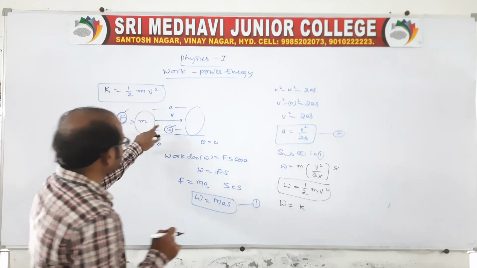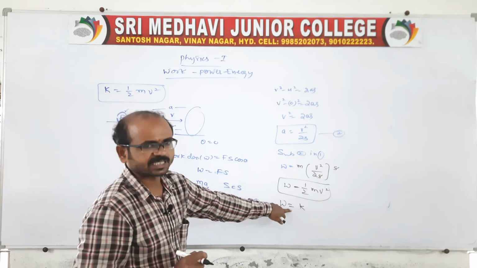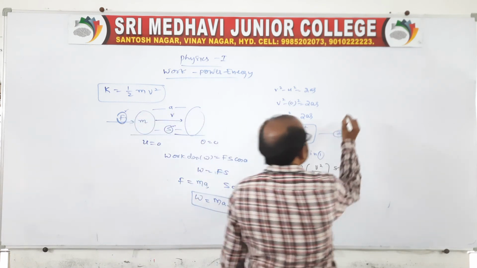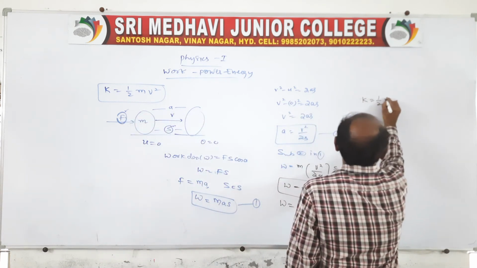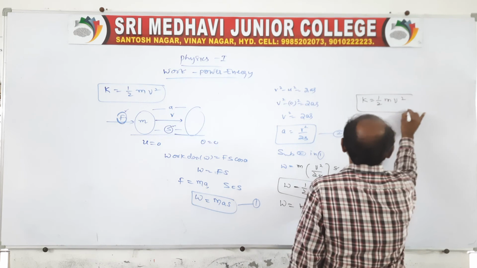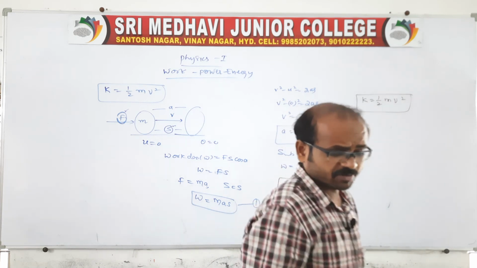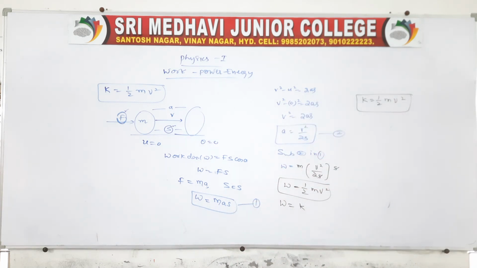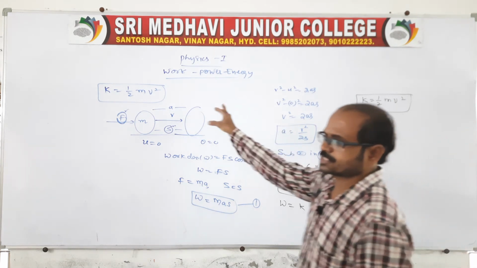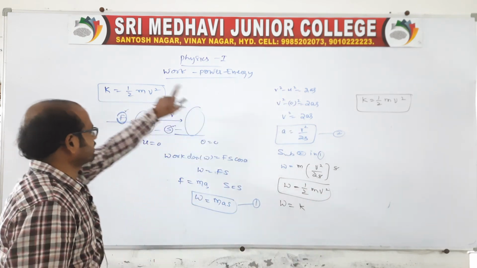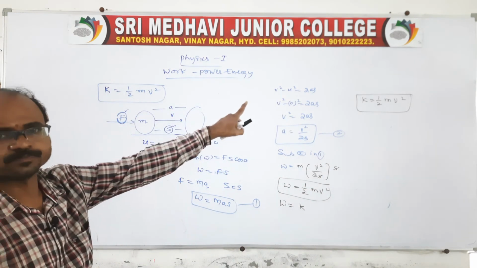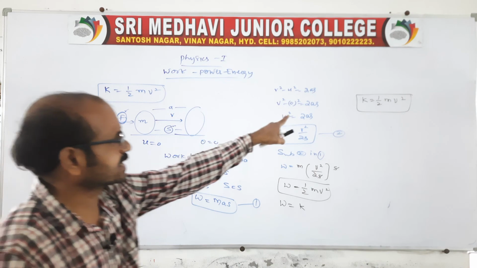Yes, the body is said to be in motion, no? Then you take it as K. Therefore, K is equal to half mv square. The energy possessed by a body by virtue of its motion we can call the kinetic energy. That is the kinetic energy formula.